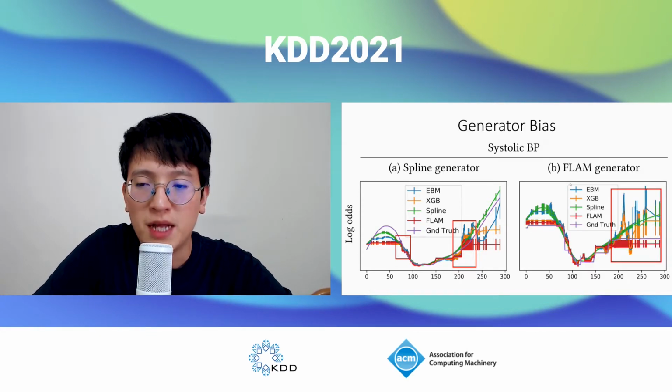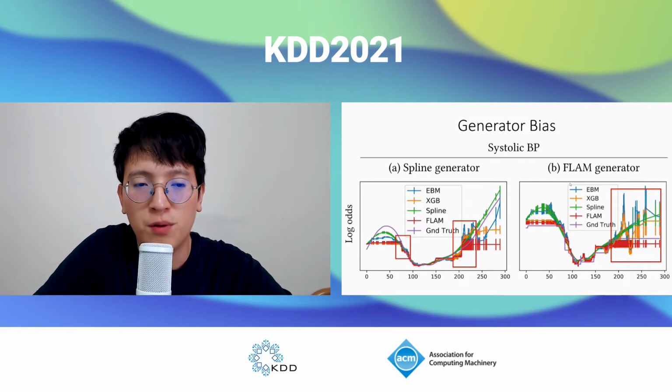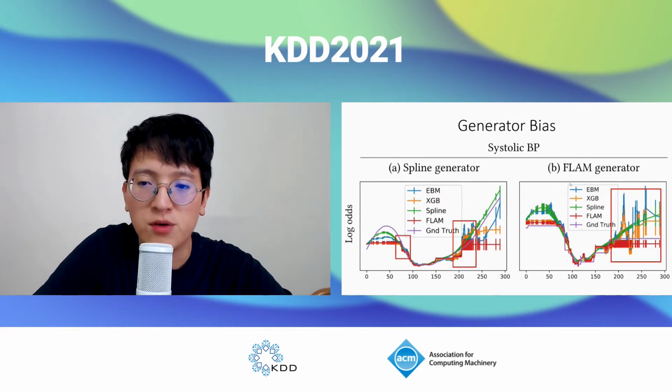We show another graph that's generated by FLAM, and we find similar findings: the red one, the FLAM curve, is much closer to the purple one, the ground truth. And within the red bounding box, you can still see a lot of ups and downs from EBM and XGBoost, irrespective of the data generating distribution.